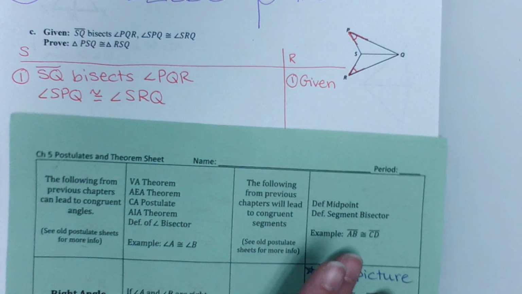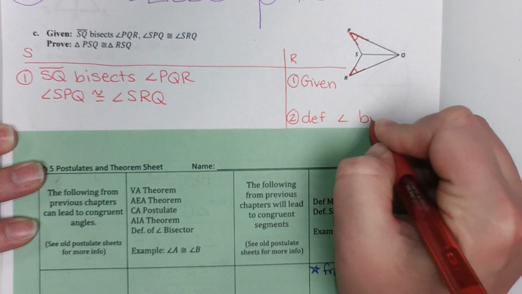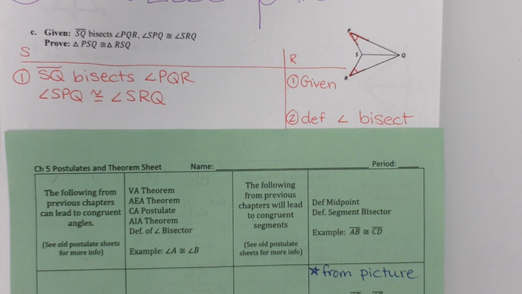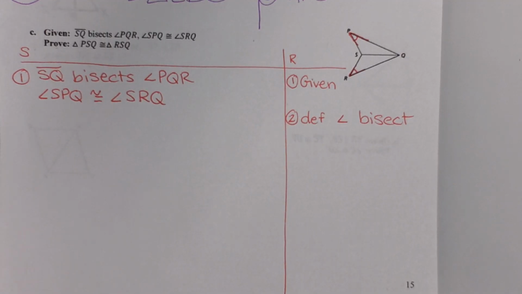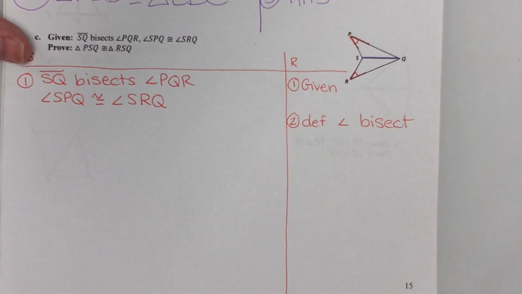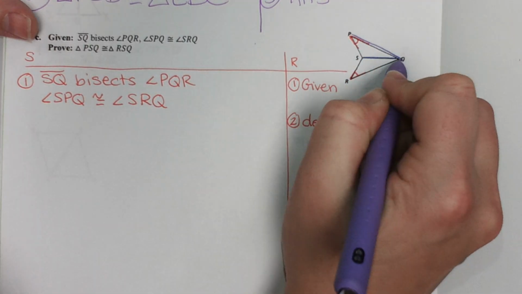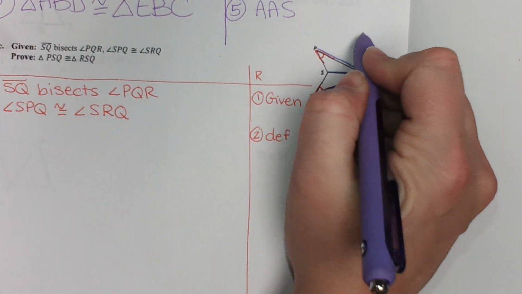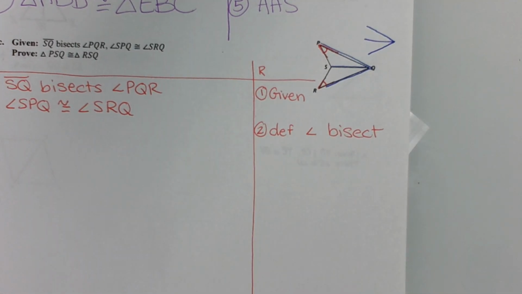Bisect. This is an angle bisect. Def, angle, bisect, or bisector. When you're dealing with angle bisectors, when you're dealing with anything with words, pay attention specifically to the things it talks about. It talks about the segment SQ. It talks about the angle PQR. In other words, I'm only focusing on the part of the picture that looks like this. I look at nothing else.